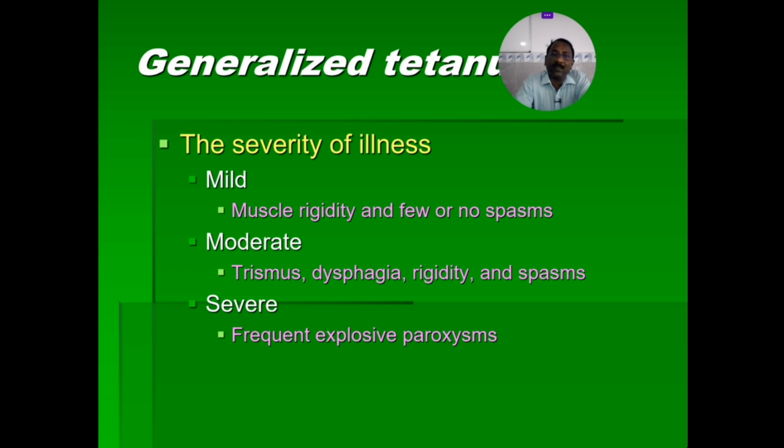Severity of the illness: mild, moderate, and severe. Mild means muscle rigidity and few or no spasms. Very few people, a lucky population. Here the prognosis is 100% good, whereas in the moderate and the severe, these people are very troublesome. With trismus, dysphagia, rigidity, spasms and explosive paroxysms, they need very high care of intensive management, with a mortality rate of about 30 to 40%.